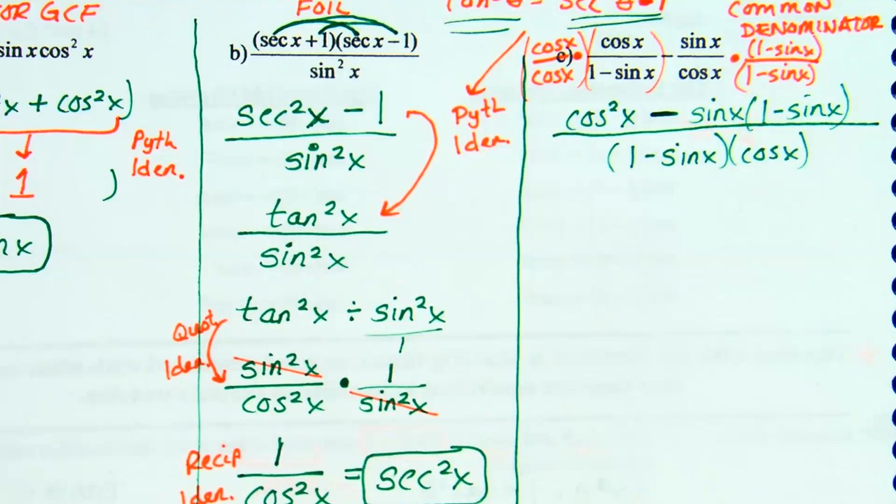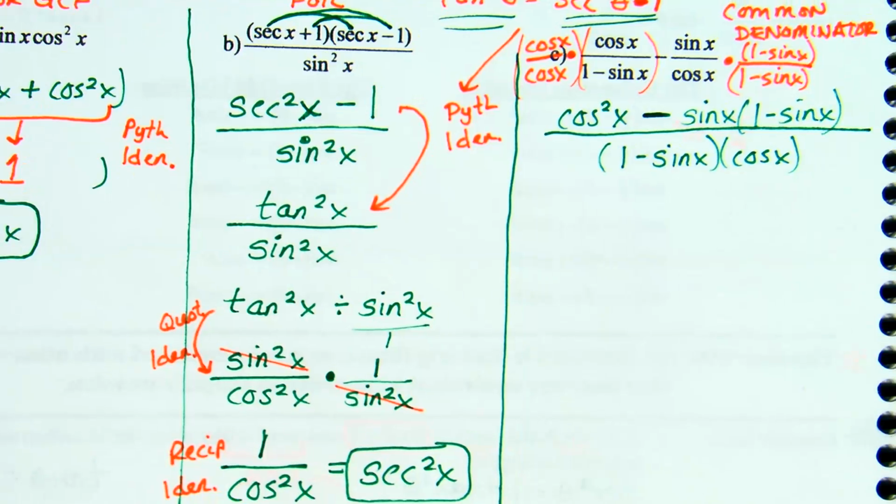1 minus sine x. Sorry, I'm realizing I feel like I'm already possibly doing too many steps together by going ahead and putting it together as one fraction. So I'm going to do this next step. Are we okay with what I have right here? Not 100% sold.